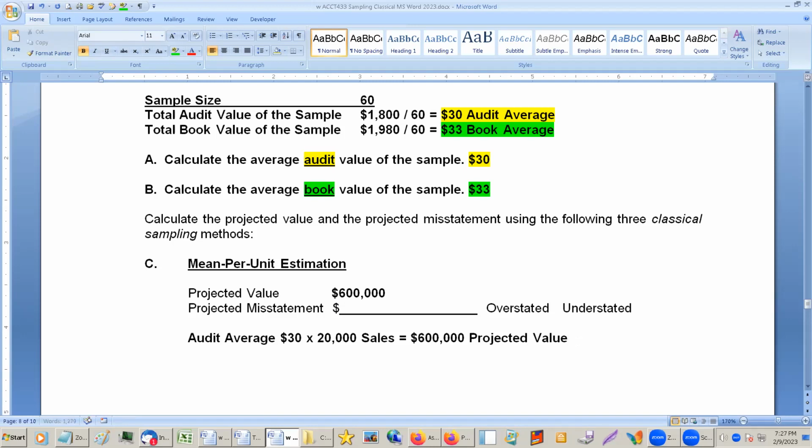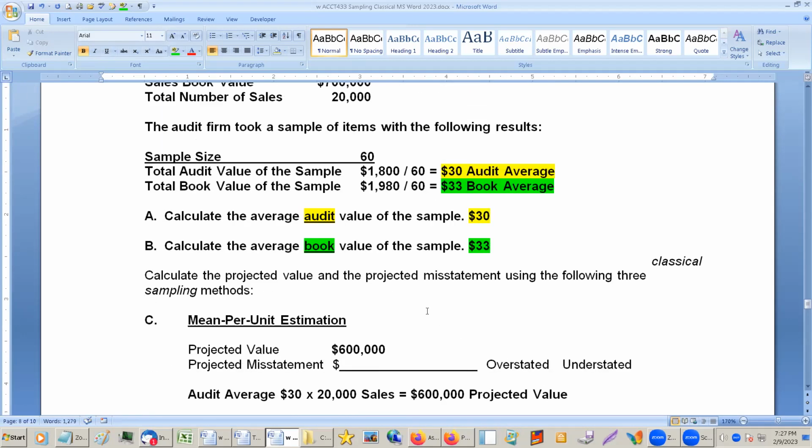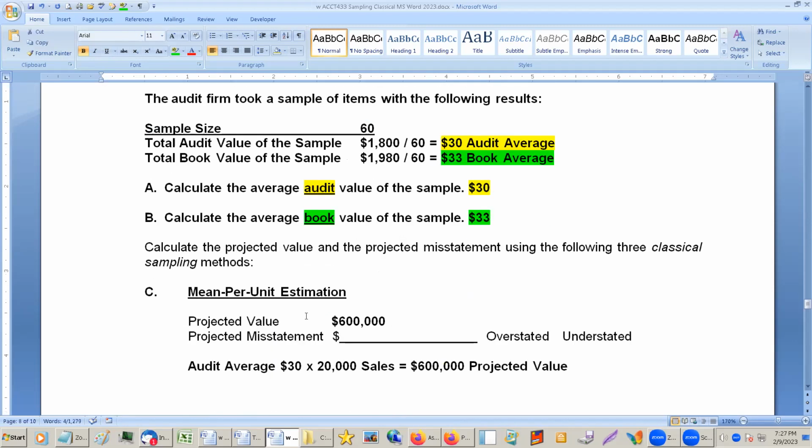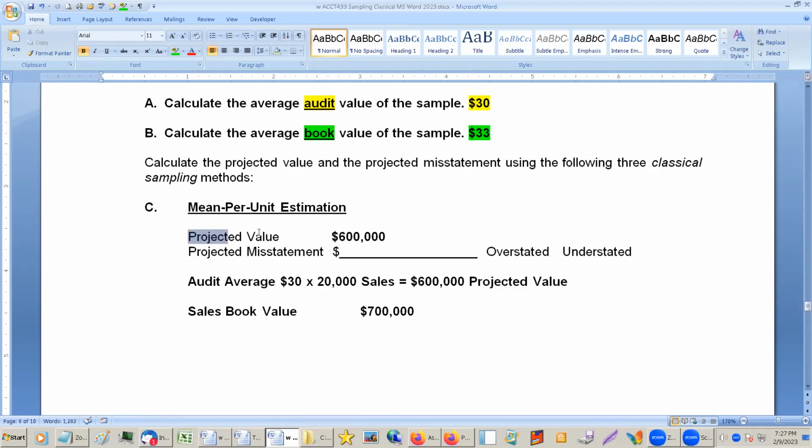Okay. They gave us a total sales book value of 700,000. And so we have a projected misstatement of $100,000. Over... understated, or understated, I should say. Overstated. Yep.